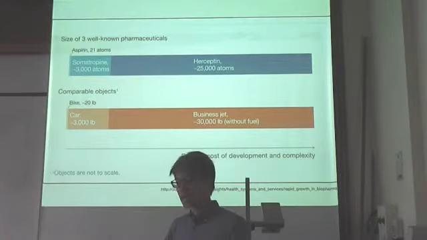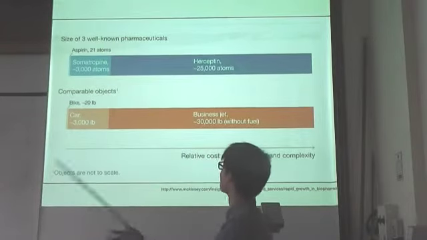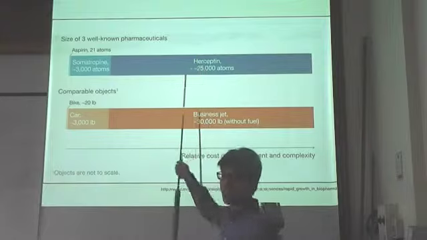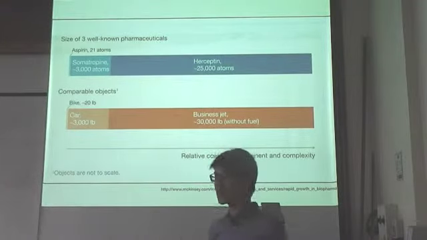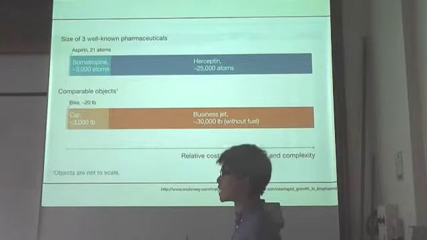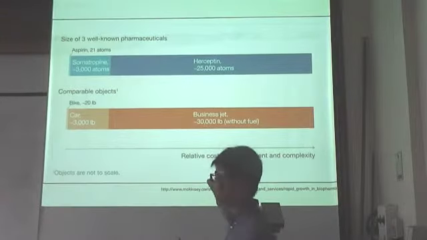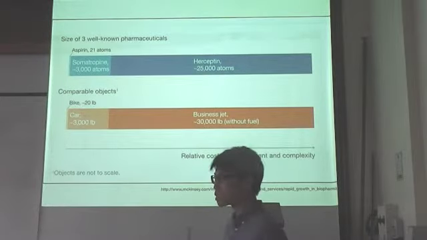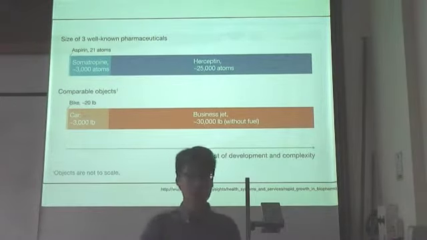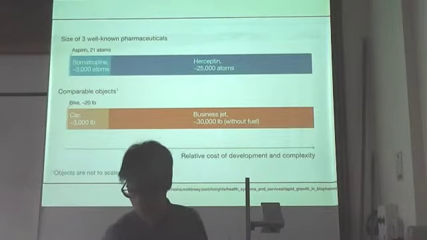However, if you actually increase the complexity to, say, Herceptin, an antibody used to treat breast cancer, it consists of 25,000 atoms, and that is roughly, say, a business jet complexity difference compared to a bike. So we're talking a completely different set of pharmaceuticals here, and it's best if you keep that in mind.